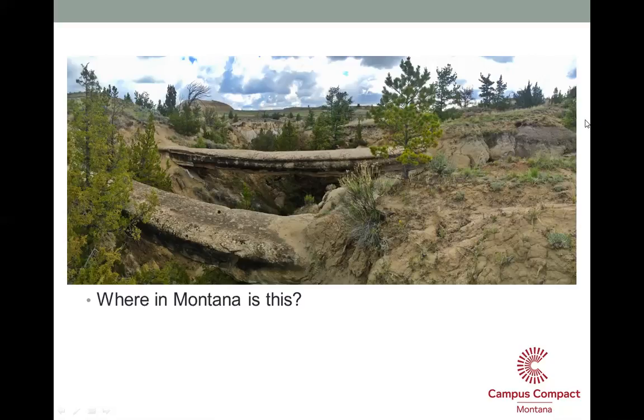Lots of cool stuff out east. Definitely, I just mined a few pictures from the internet. This is in the Terry Badlands, which is outside of Terry, Montana, which is between Billings and Miles City. And crazy that we have these kind of formations, huh?